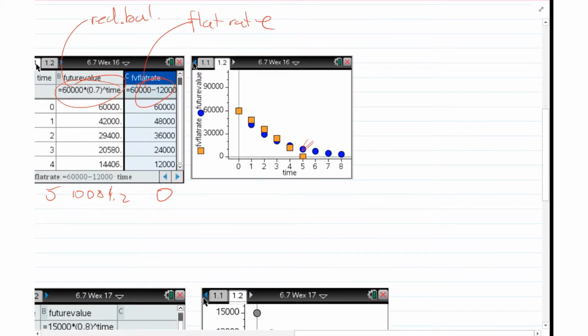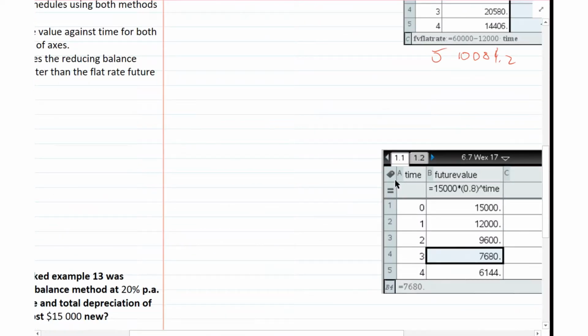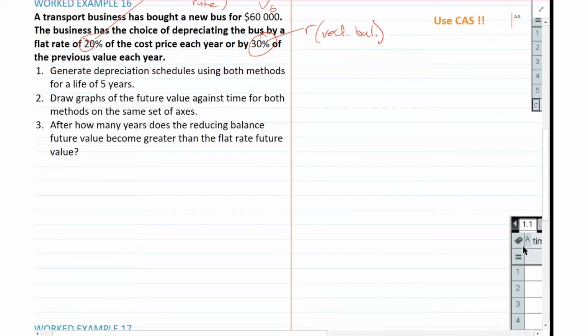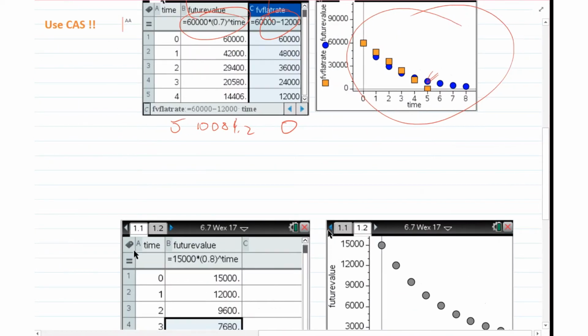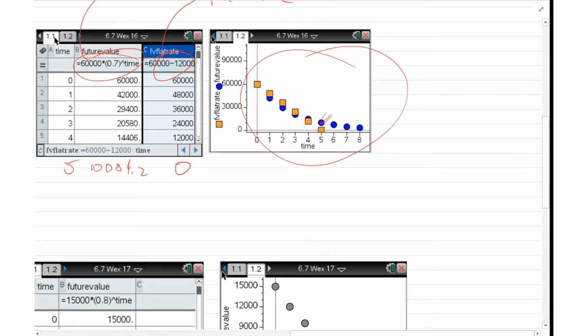Draw graphs. You've drawn a graph. Use your calculator again to do that. After how many years does the reducing balance future value become greater than the flat rate? This is where it's got a comparative. What you see is the blue. The blue corresponds to the reducing balance, and you'll notice that it's initially dropped faster than the flat rate, and it stays that way until it gets to the 4th year. After the 4th year, you've actually got more value left in your car using the reducing balance compared to the flat rate.